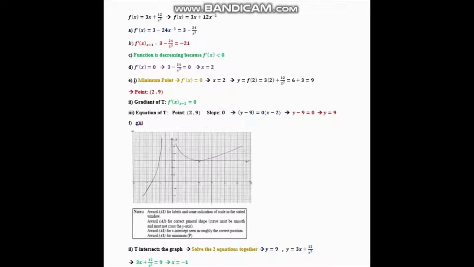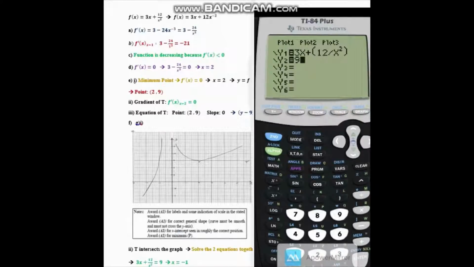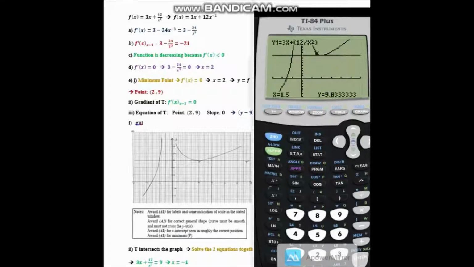So the equation of the tangent is y equals 9. I can use the GDC to plot this tangent. So there is my second equation, and here is my tangent. I already know that it is a tangent at this point. However, I am now required to find the intersection between the tangent and the curve right there.